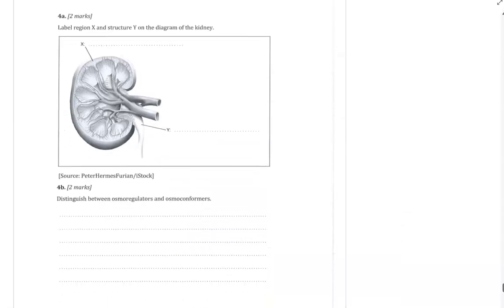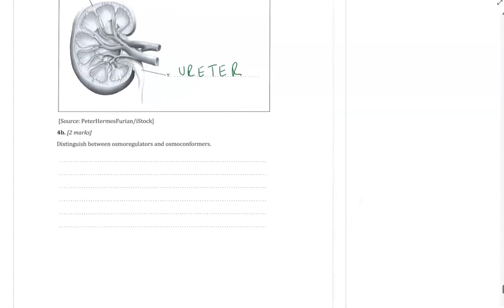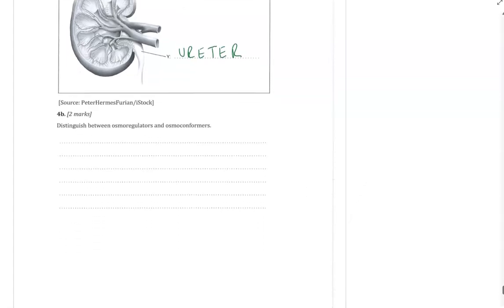Then question 4, here we've got a picture of the kidney. So what is X? So X is the cortex, and then Y is the ureter. And it needs to be the ureter and not the urethra, because this is going from the kidney to the bladder, not through the body. Okay, and so then for B, distinguish between osmoregulators and osmoconformers.